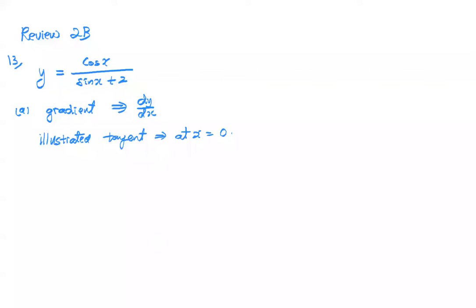Okay, then show that it is impossible to draw. So this one is fine, correct? So you have to find your dy dx first. Okay, I find my dy dx first. So I have to use quotient rule.